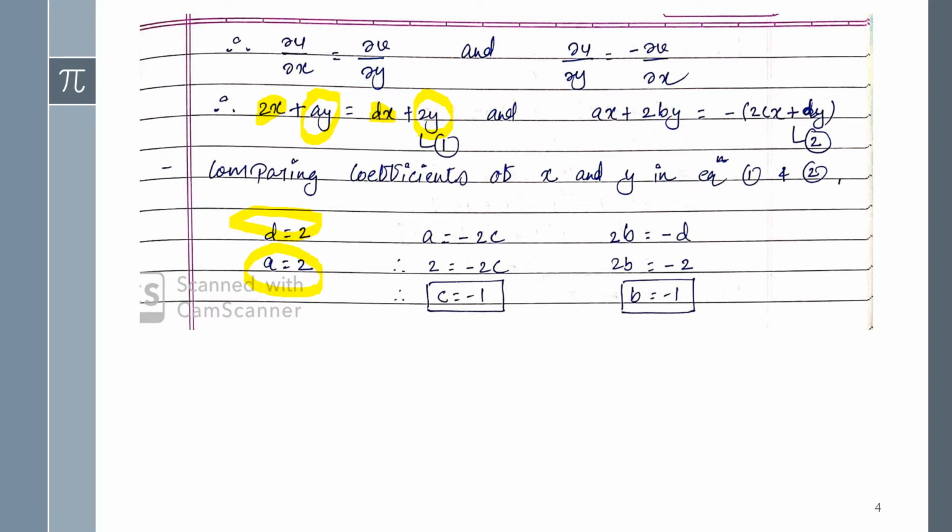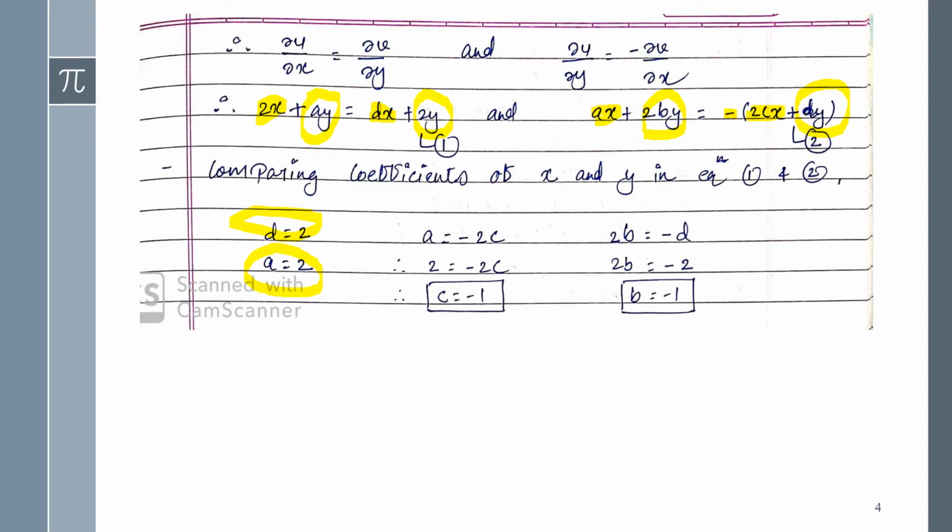Okay, so here we have to compare ax with minus 2cx, with the negative sign, right? So here I have written it, and for x we have to write the components, that is the coefficients. So it will be minus 2c, right? So c will be minus 1, and here comparing these two, with dy and minus b coming here. So comparing the coefficients of y, you may get 2b equals minus d.